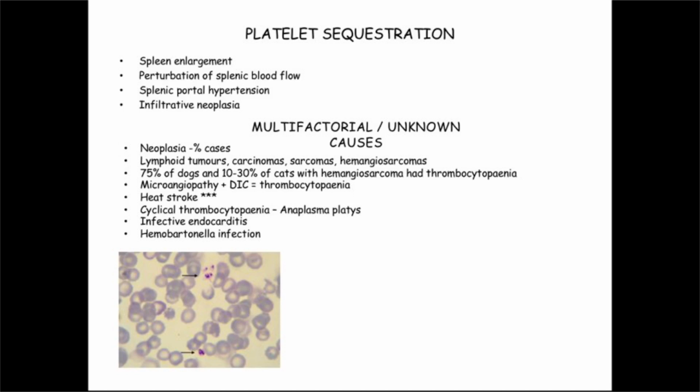Infection with Anaplasma platys can cause cyclical thrombocytopenia in dogs. Other things such as heat stroke, infective endocarditis, hemobartonellosis, and microangiopathic disorders such as DIC, etc. These things can cause thrombocytopenia as well. So these are the important mechanisms involved in thrombocytopenia that you need to remember.